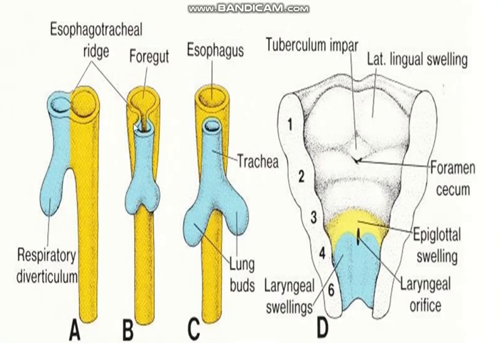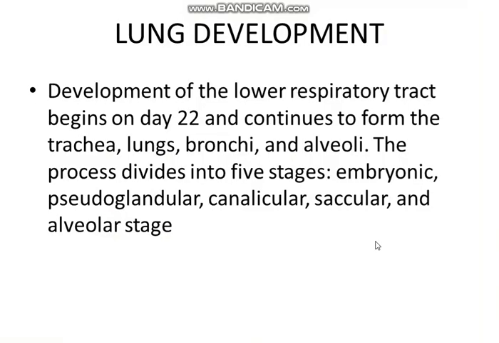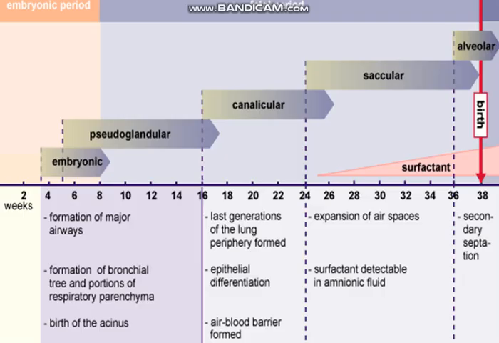Esophagotracheal ridge, foregut, esophagus, respiratory diverticulum, laryngeal orifice, laryngeal swelling. Development of the lower respiratory tract begins at 22 days and continues to form the trachea, lungs, bronchi, and alveoli. The process divides into 5 stages: embryonic, pseudoglandular, canalicular, saccular, and alveolar.